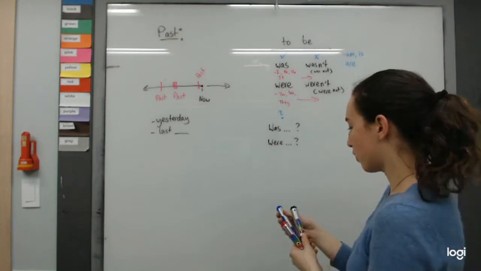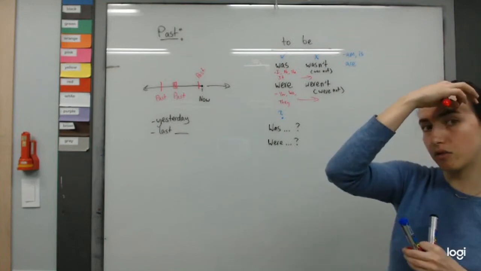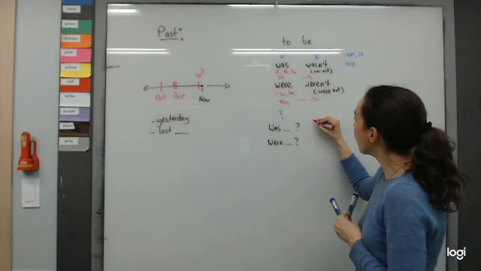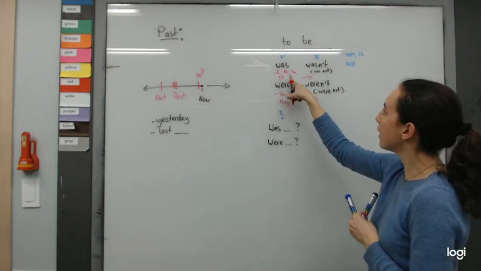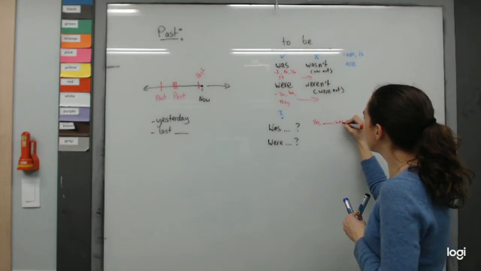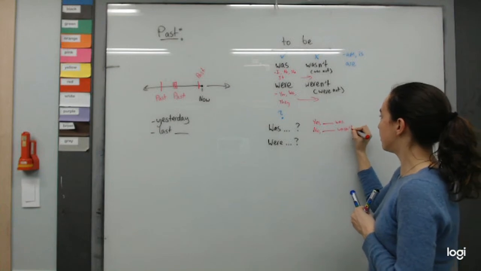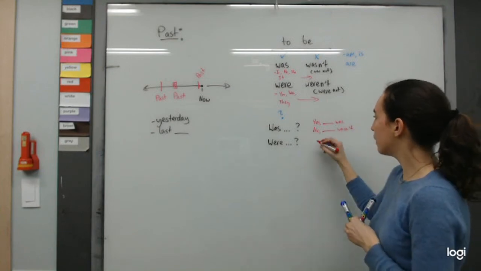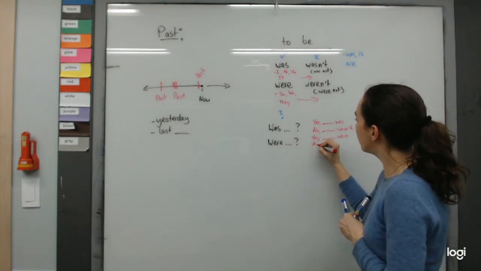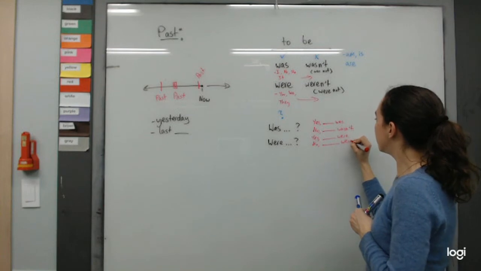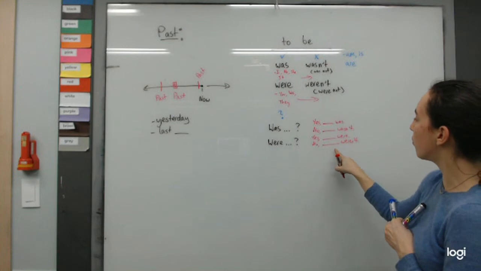So when we do answers for questions, we can do two types of answers. I'm going to write them small and red. So was question, we can say yes, I, he, she, it was, or no, I, he, she, it wasn't. In were, yes, were, or no, weren't. And here, for were, we use you, we, and they. Yes, we were, no, we weren't.